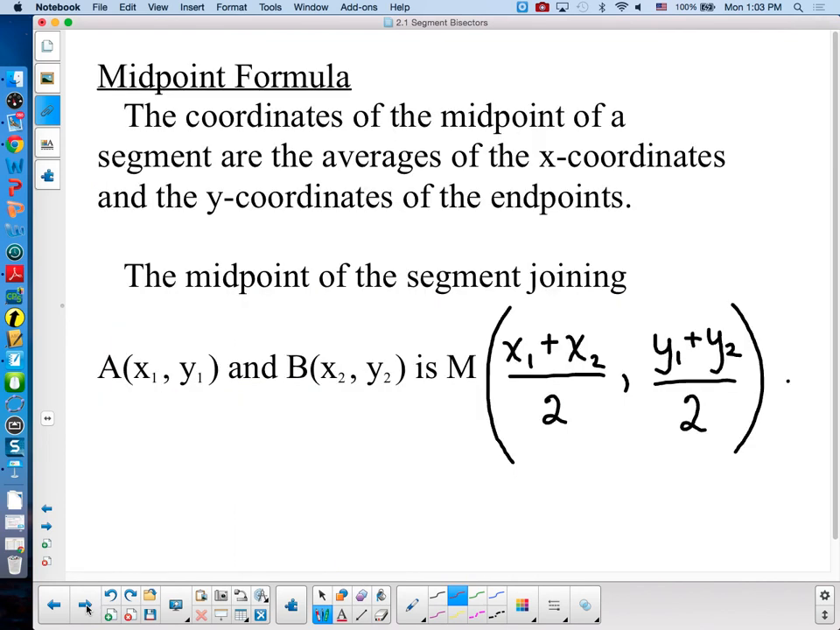So we have a formula that's called the midpoint formula. And it's up to you if you want this first sentence or if you simply want the sentence with the formula. The coordinates of the midpoint of a segment are the averages of the x coordinates and the y coordinates of the endpoints. Which means if you call A the point x1, y1, and B the point x2, y2, the midpoint has this formula. Get the x part, you add the x's and divide by 2. You add the y's and divide by 2. We'll practice a couple more examples and then get to your homework.